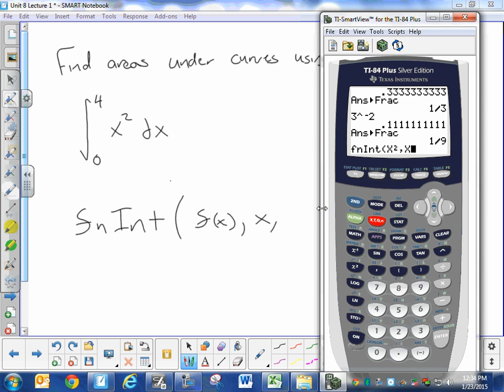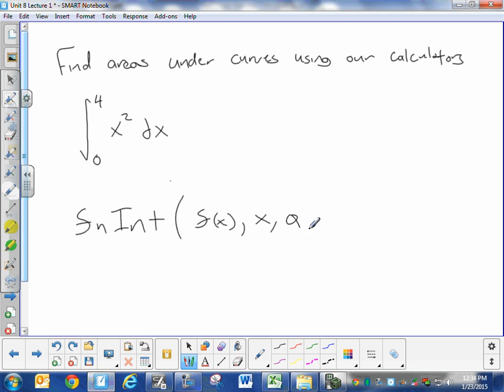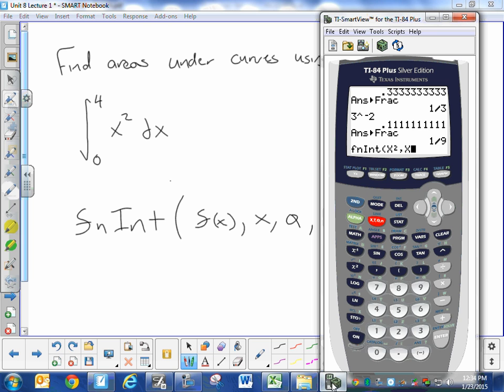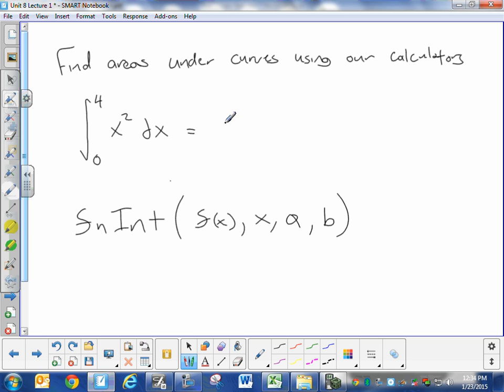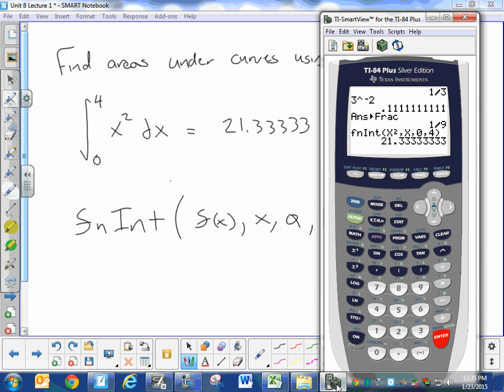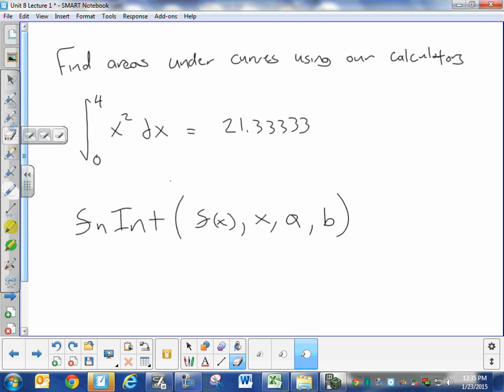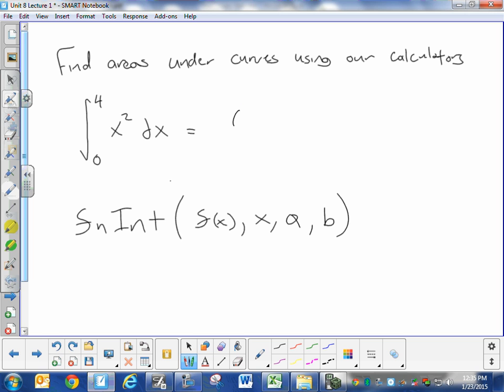Then you will give its intervals. You will say from a, comma, to b. And then you press enter, and then you rejoice that you don't have to find the antiderivative and plug things in. Okay? 64 thirds. Okay?